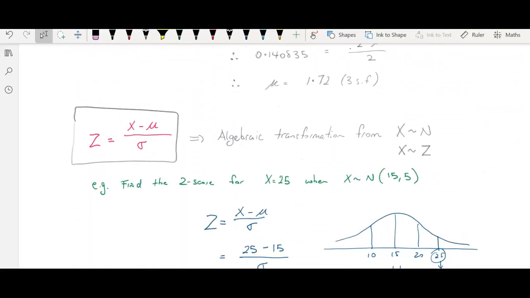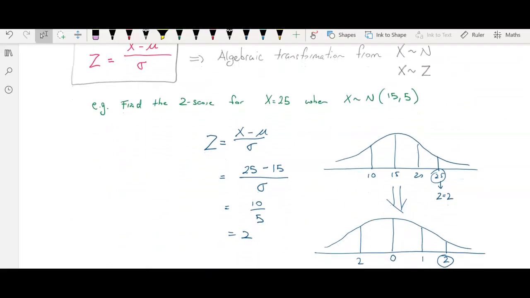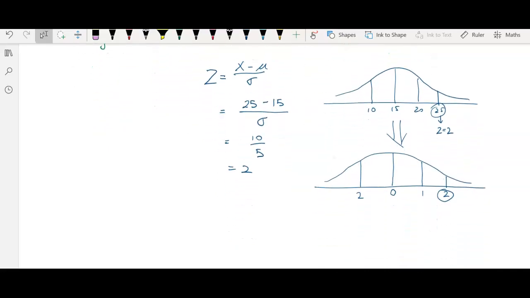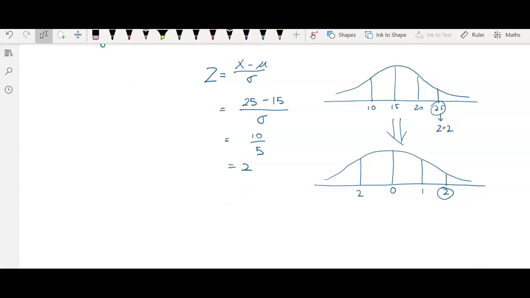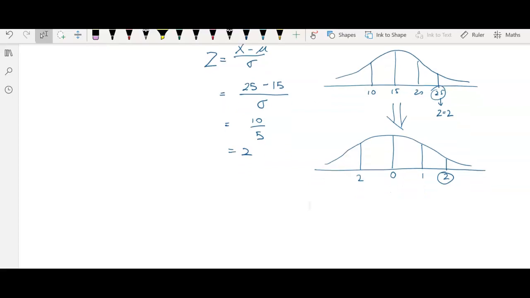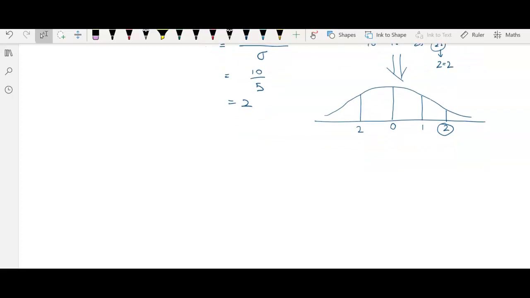Okay, so now how are we going to use it? We've got the idea of it. It's now going to help us find the mean and standard deviation when we don't know them, and we have some other information. So we'll be given the area, and we'll be able to take that area, find z scores that match those boundary values, and work out our unknowns from there. So let's look at an example.